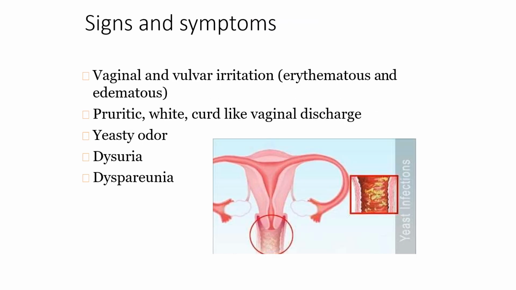The signs and symptoms of this fungal infection include vaginal and vulval irritation, and the area will become red, that is, erythematous. Edema, that is swelling of the vulva, will be there, and pruritus will be there. She will have severe itching, and along with that she will get a white curd-like vaginal discharge, and a yeasty odor will come from the vagina. She will have dysuria, that is painful micturition, and dyspareunia also, that is painful sexual intercourse.